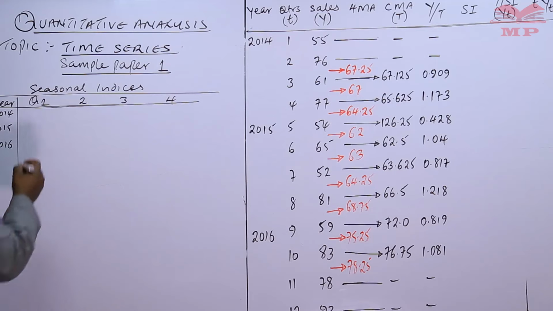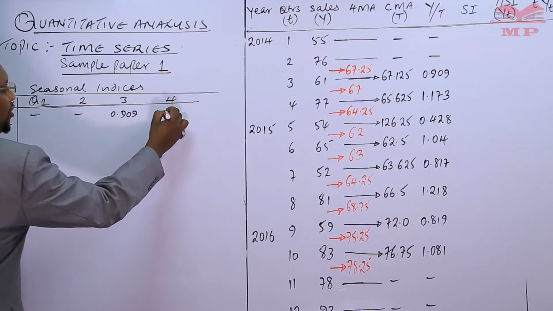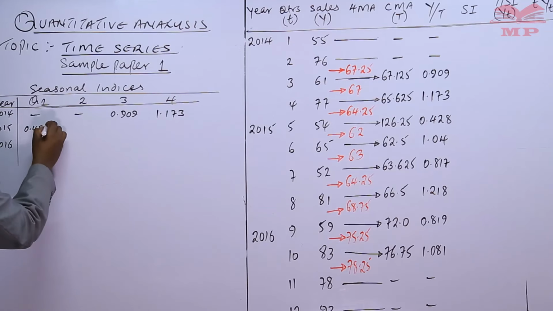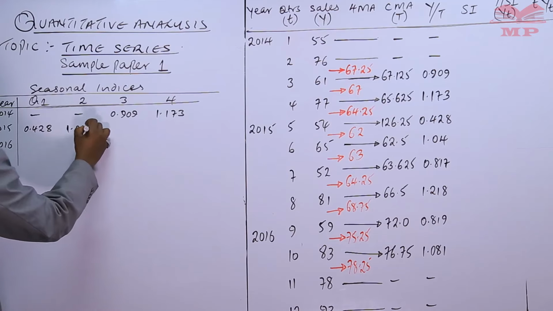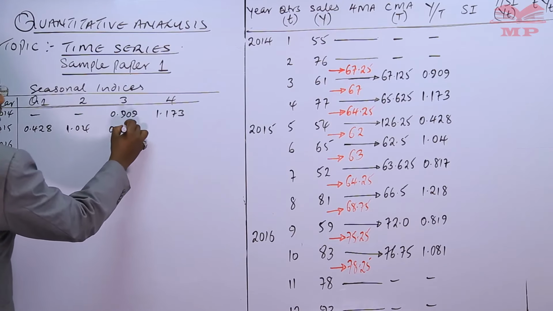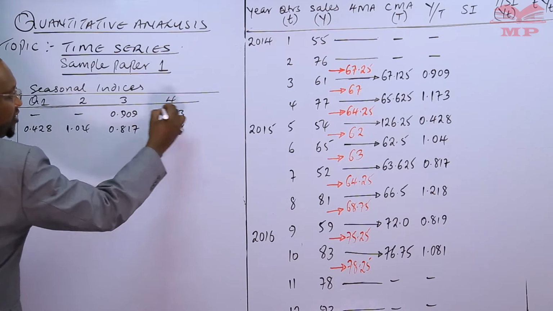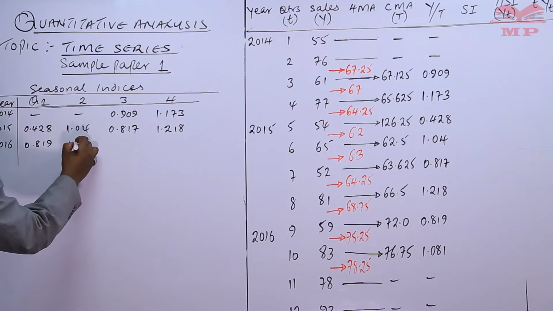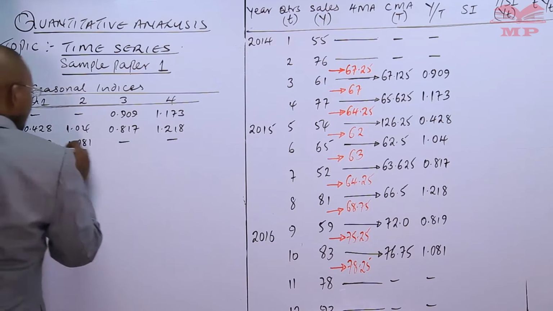In 2014, quarters 1 and 2, we don't have any seasonal indices, but we do have 0.909 and 1.173. Then you have 0.428, 1.04, 0.817, 1.218, 0.819, and 1.081, with dashes in the other quarters.